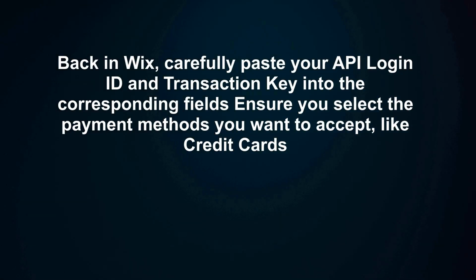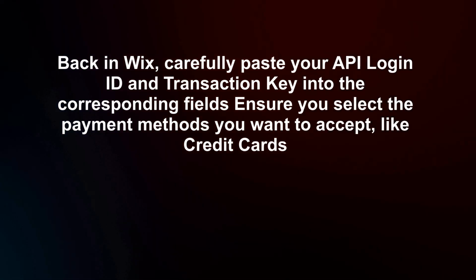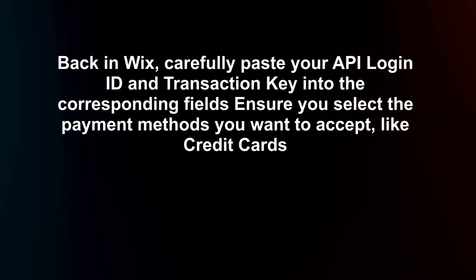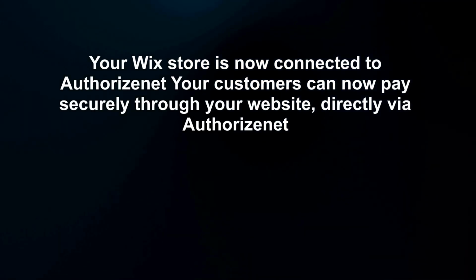Back in Wix, carefully paste your API login ID and transaction key into the corresponding fields. Ensure you select the payment methods you want to accept, like credit cards. Finally, click Save Changes and that's it. Your Wix store is now connected to Authorize.